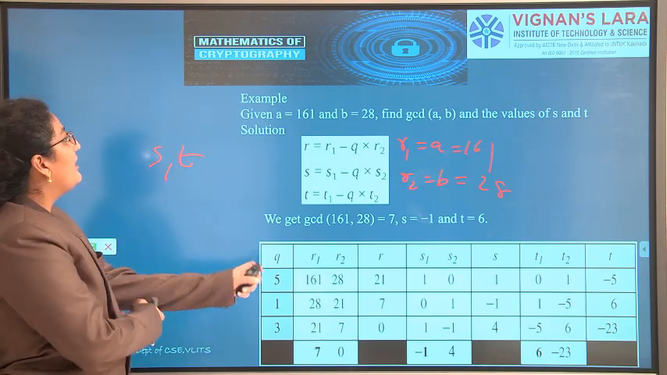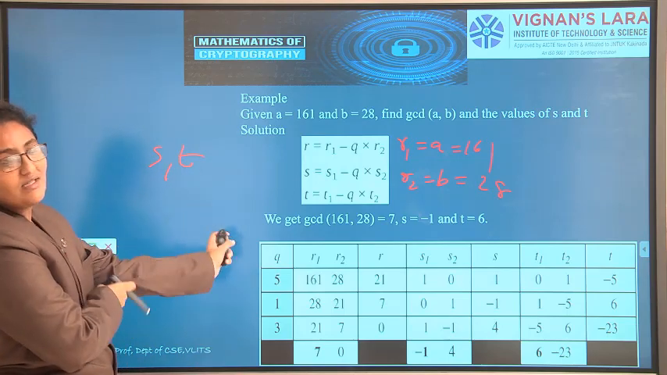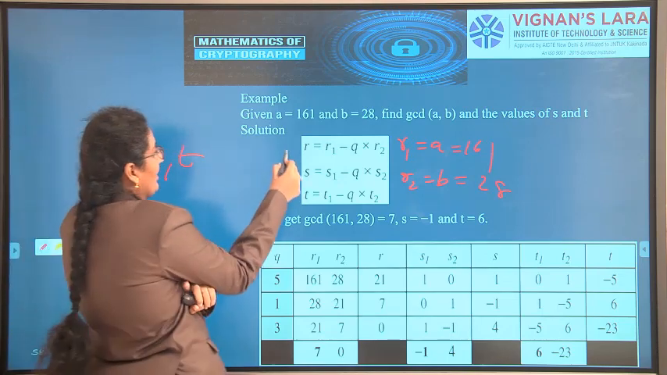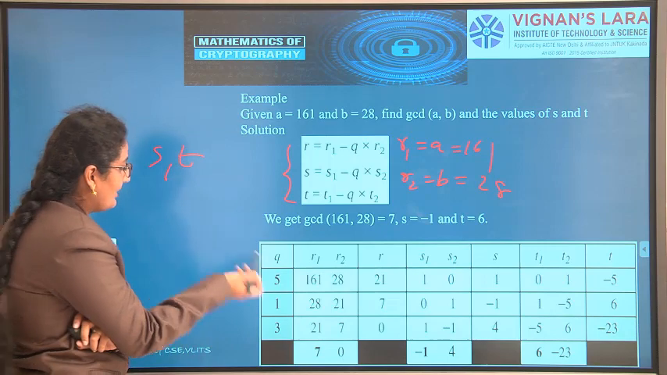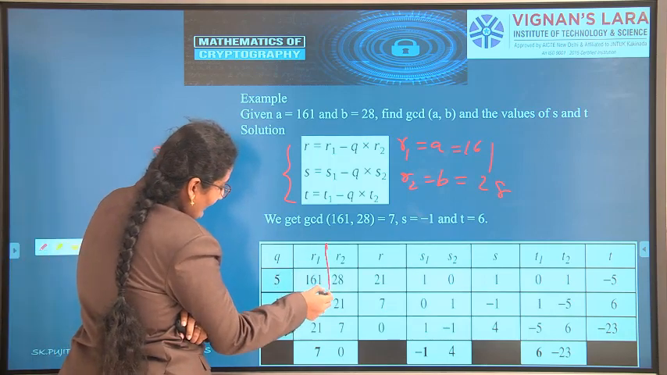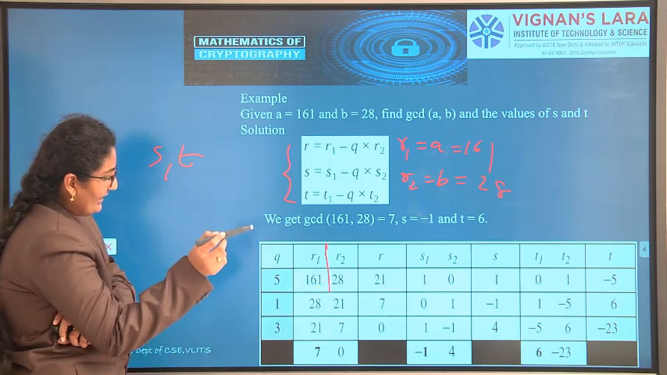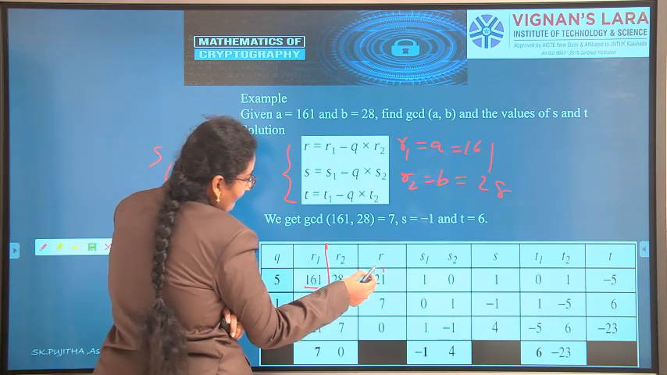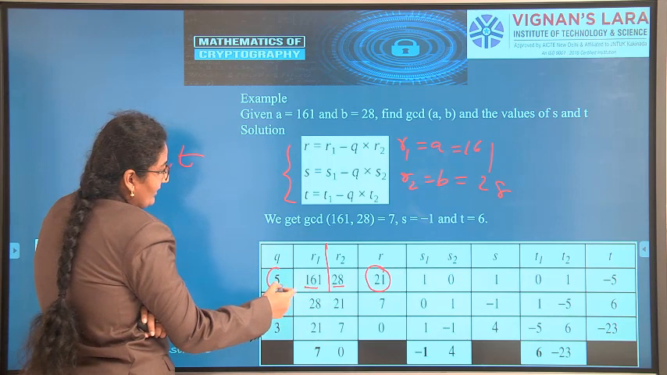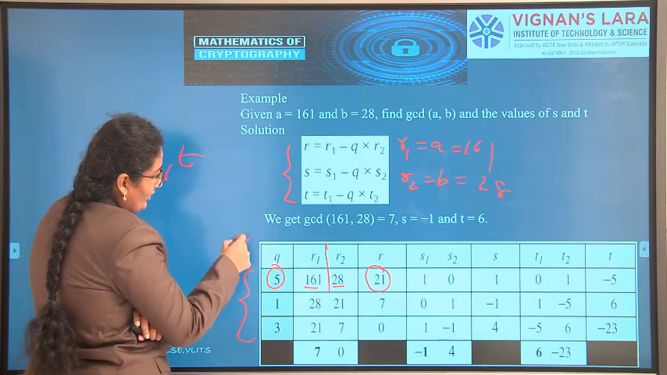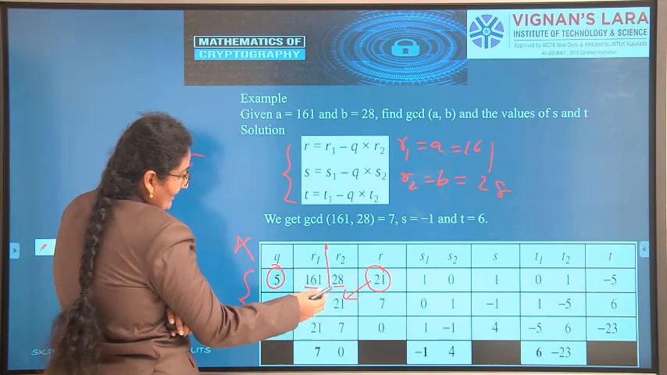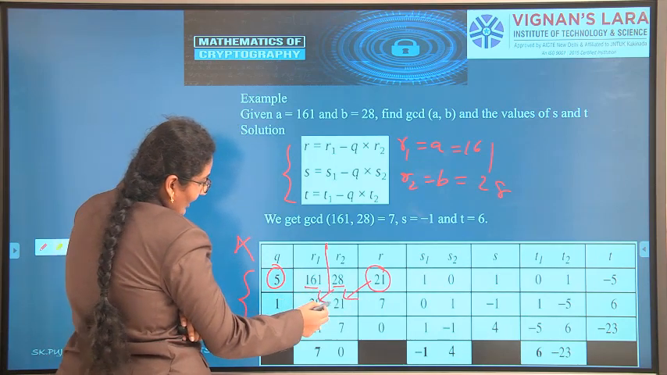Till here you know, right? A and B are two positive integers 161 and 28, which are R1 and R2. So by applying these formulas, first you have taken R1, R2, 161, 28. Then by dividing 161 and 28, you will get the remainder 21, quotient 5. Quotient we are not going to consider. This remainder 21 is given to R2, this R2 28 is given to R1.